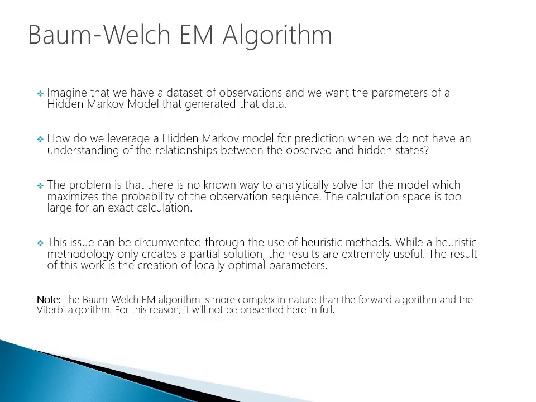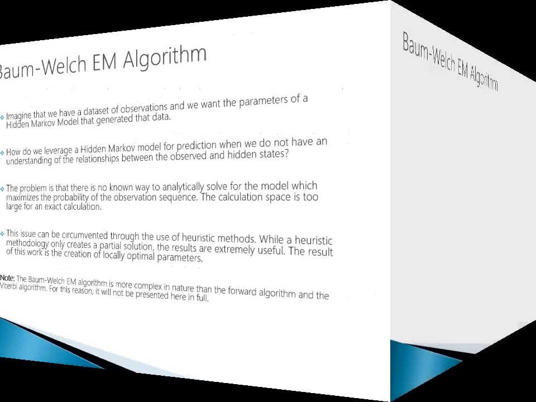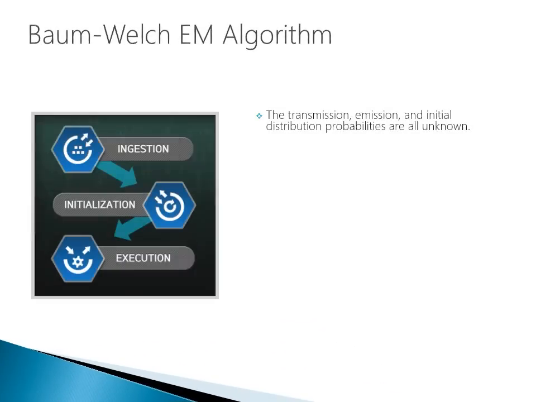Now, one important thing to note is that the Baum-Welch EM algorithm is more complex in nature than the forward algorithm and the Viterbi algorithm. And for this reason, it will not be presented here in full. So I'm not going to go into the same type of statistical derivation of the formulas here, but more just understanding how the Baum-Welch EM algorithm works in practice. If you're interested in this, there are lots of resources that you can find that dive into this topic deeper.